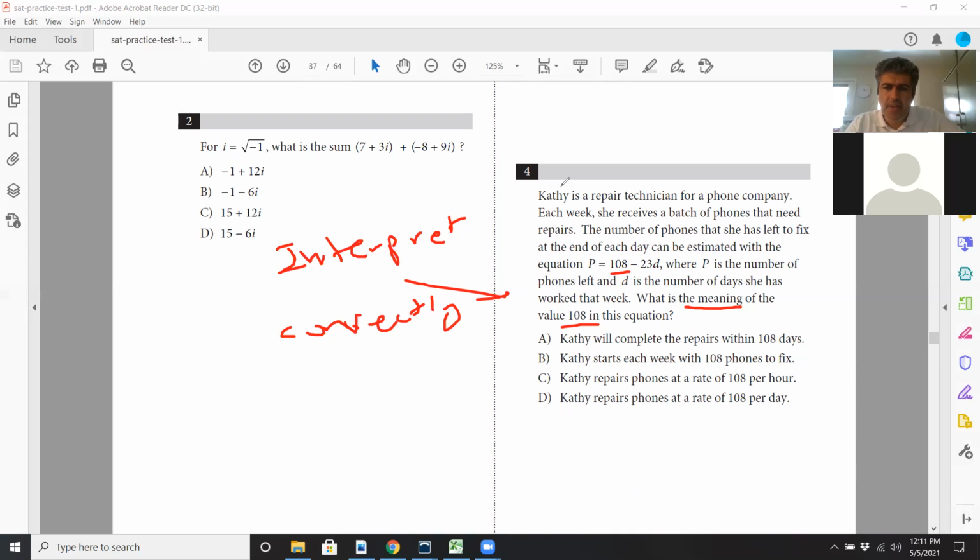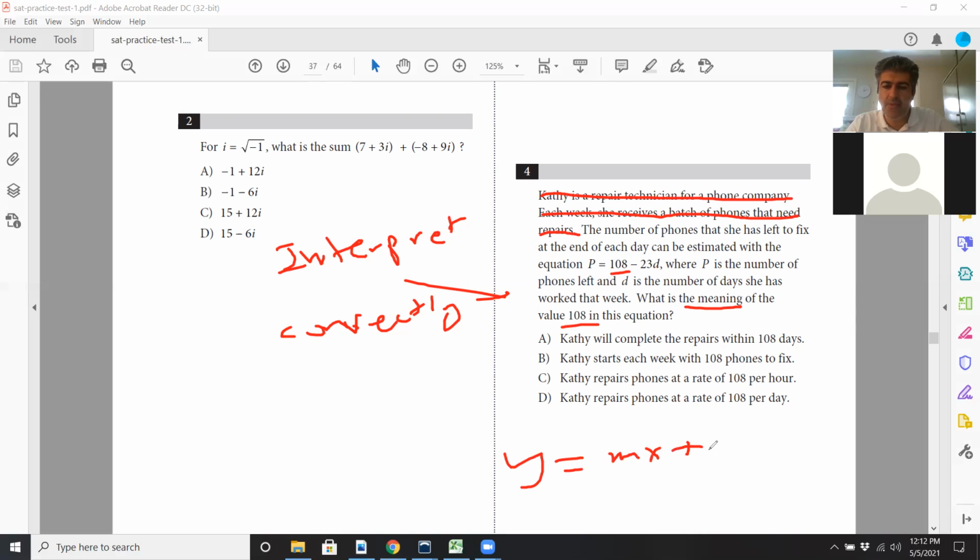So they say that Kathy's a repair technician for a phone company. I really don't care about Kathy or where she works, so it's not really relevant. Each week she is assigned phones that need repairs. I don't care about that either. Now this I do care about. The number of phones that she has left to fix at the end of each day can be estimated with the following equation, where P is the number of phones left and D is the number of days she has worked that week. Think of it as Y equals MX plus B, if that helps.